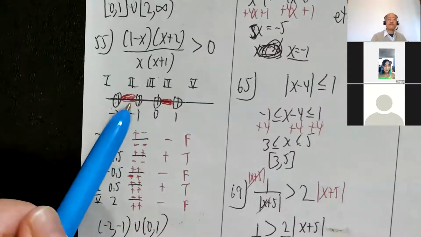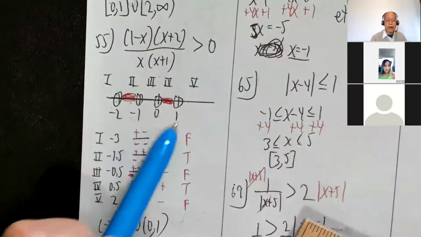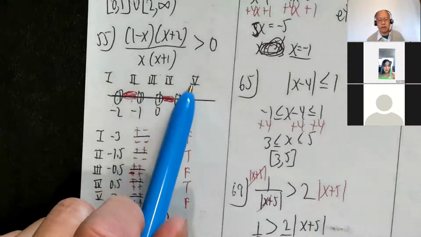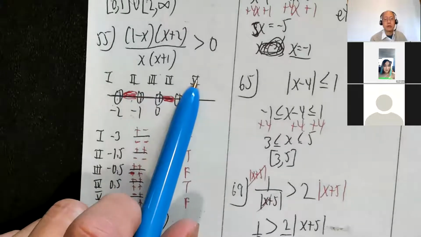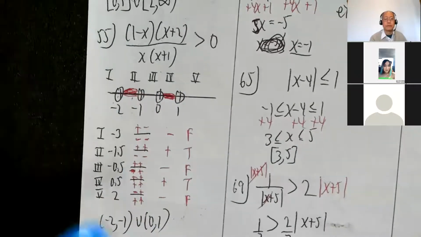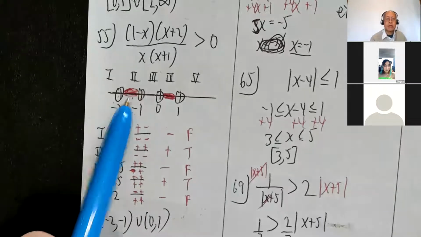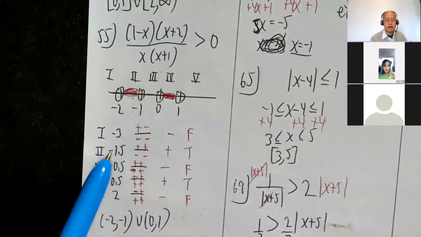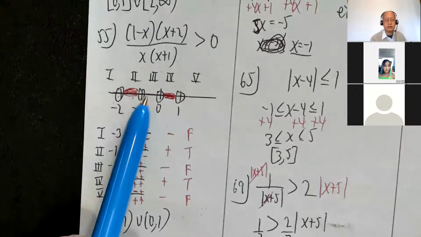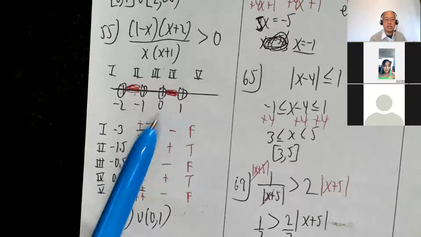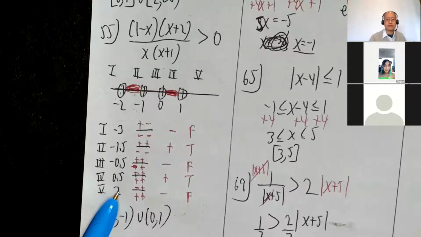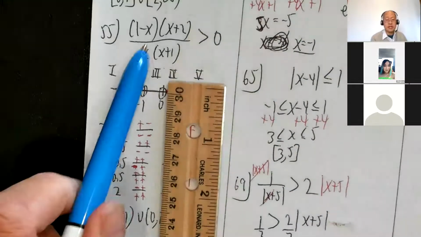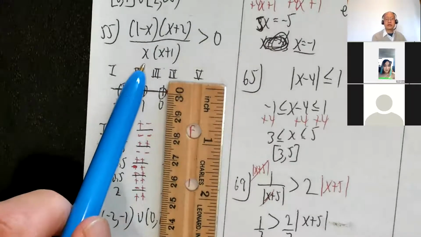Right, so this time there's going to be 5 regions. I've got 4 boundary numbers, negative 2, negative 1, 0, and 1. I have 1, 2, 3, 4, 5 regions. Okay. So pick something here, here, here, here, and here. So negative 3, negative 1.5, negative 0.5, positive 0.5, and 2. Again, you're plugging into this expression, and I only want the sign.